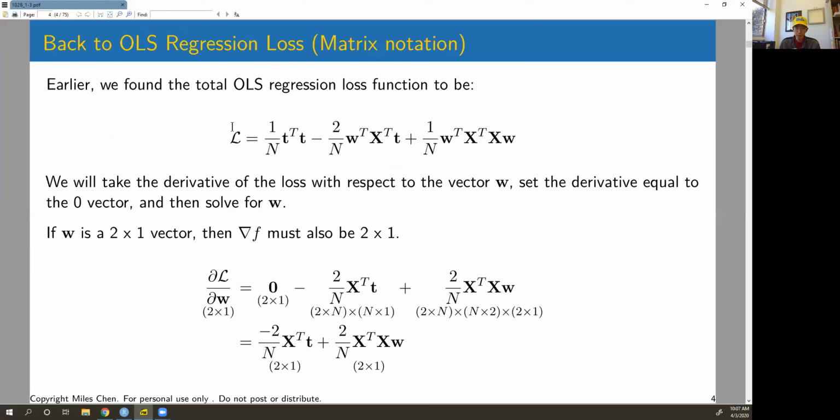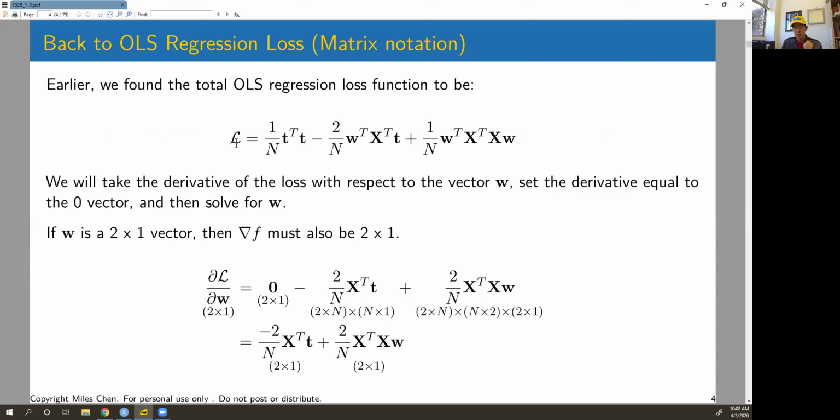And so here is our loss function. It returns a single scalar value, and it's 1 over n t transpose t minus 2 over n w transpose x transpose t plus 1 over n w transpose x transpose x w. It's a handful to say, but this is our loss function. What we are going to do is find the gradient of the loss function with respect to w.